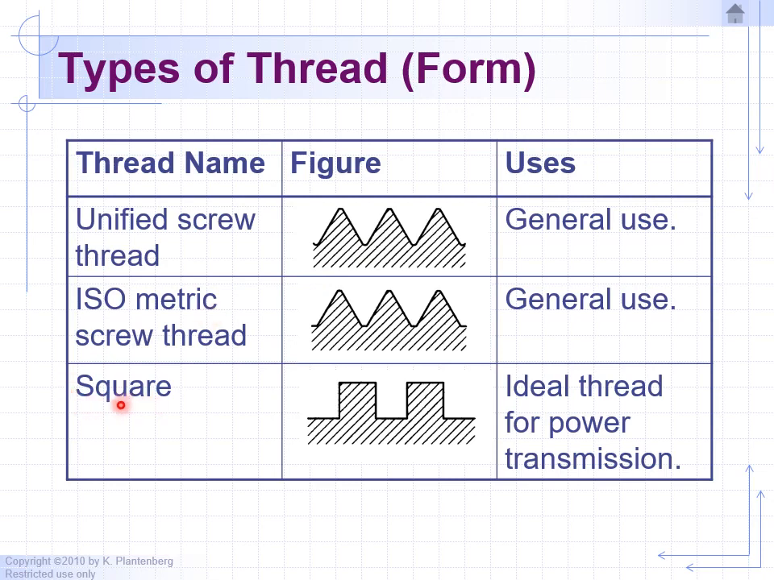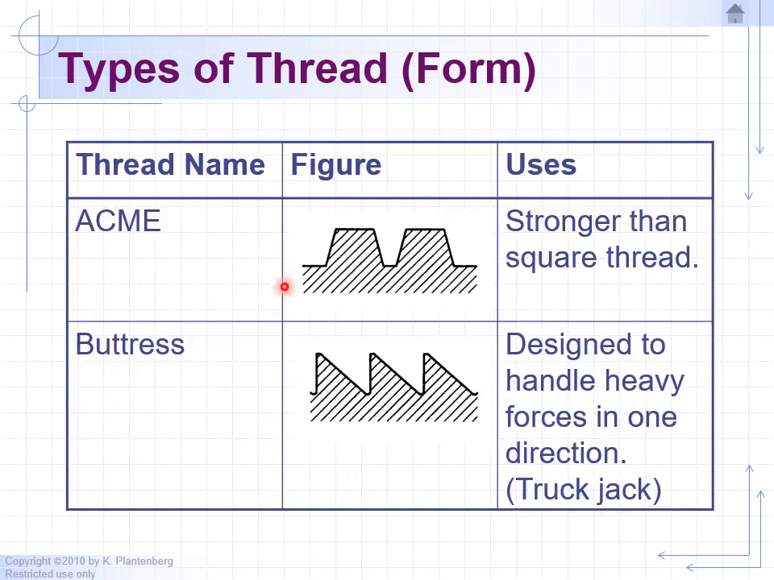And there's square threads. We're not going to deal with them in this class, but square threads are ideal for power transmission. So you'll see square threads on a rod or a shaft. Again, we're not dealing with these types of threads, but we also have Acme threads, and this is stronger than the square threads. And for lifting, like jacks, we want to use the buttress threads, which are a lot stronger.